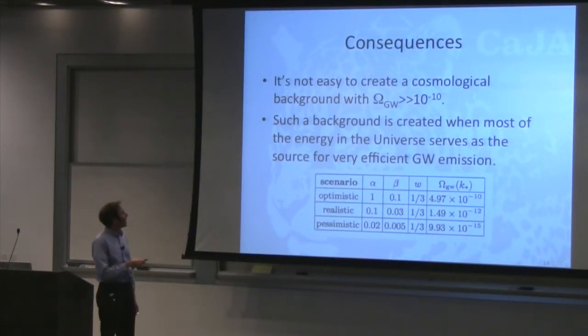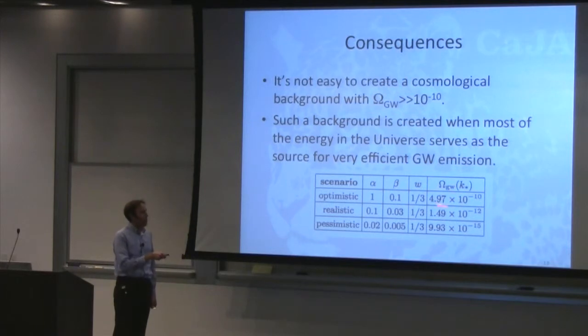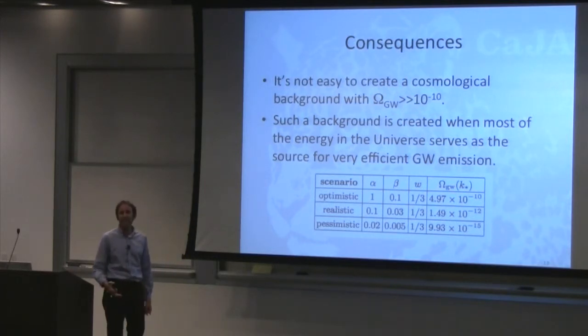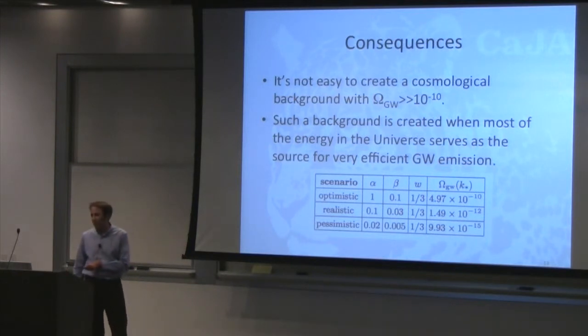When you plug in these values of alpha and beta for optimistic, realistic, and pessimistic, you get the following results. And this is kind of a punchline. For the most optimistic case, and for these values that we've chosen, the peak value of energy density is 5 times 10 to the minus 10, realistic, about 10 to the minus 12, pessimistic, 10 to the minus 14. And this is roughly consistent with Tom's initial assertion that it's not easy to make a gravitational wave cosmological background with an amplitude much greater than 10 to the minus 11.